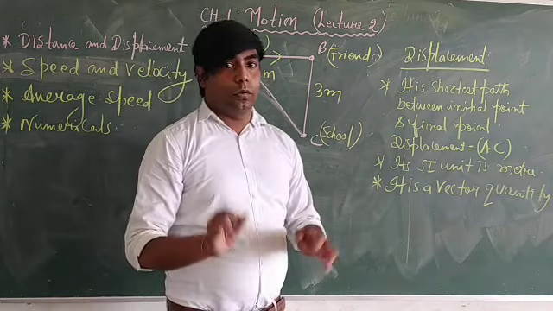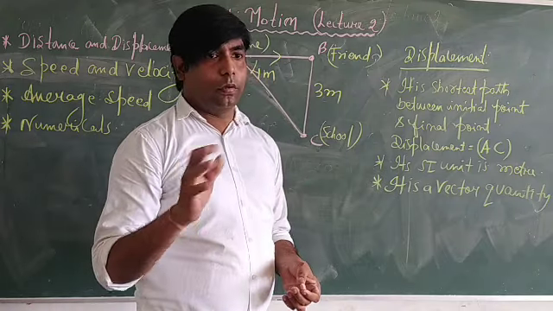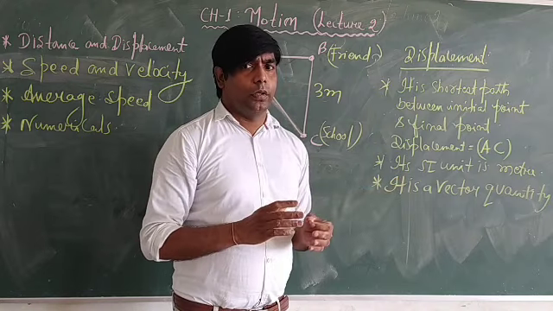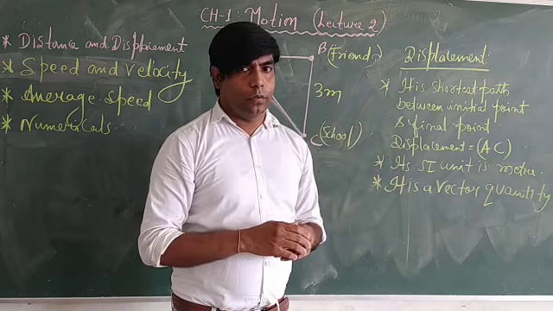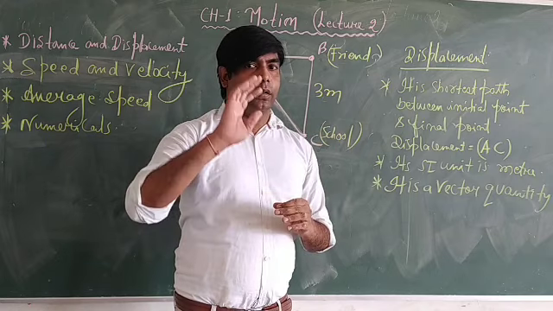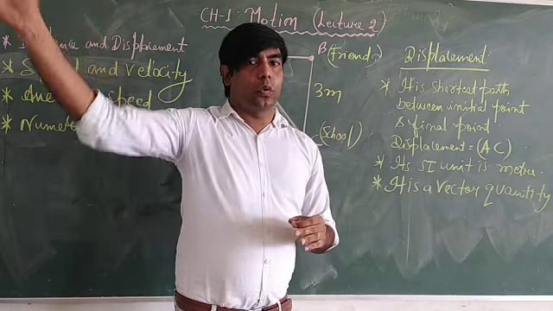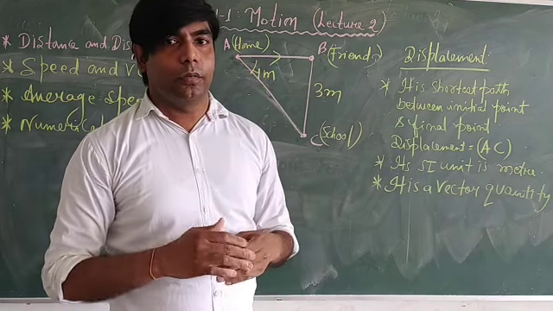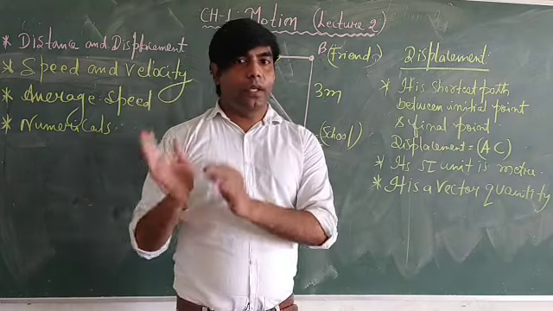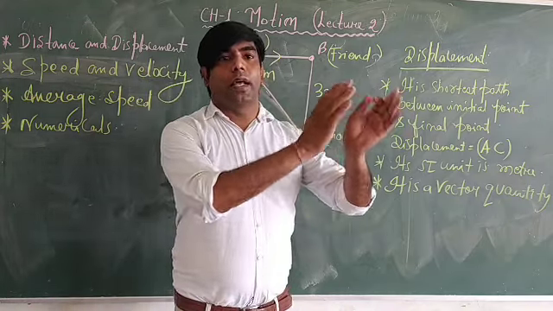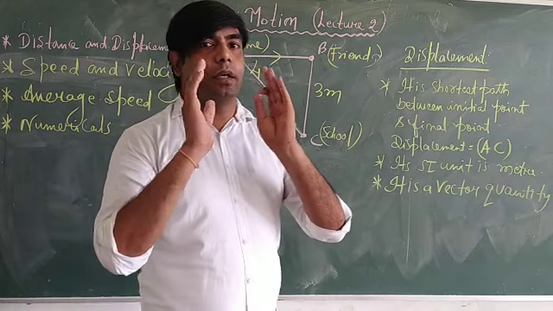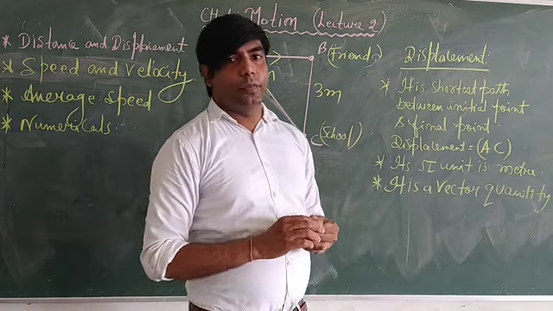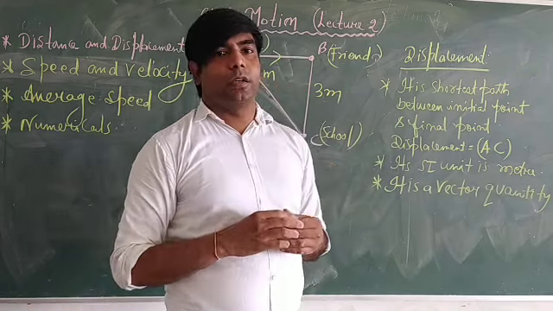For example, you can go to Gorakhpur or any city from your home by different routes, but the position of the city will not change. For example, you are at your home and Delhi is situated in the north direction from your home. You can go by different routes, so the distance will be different, but the direction of Delhi from your home will be in a particular direction only. That's why to define displacement, direction is required. So displacement is a vector quantity. It requires both magnitude as well as direction.